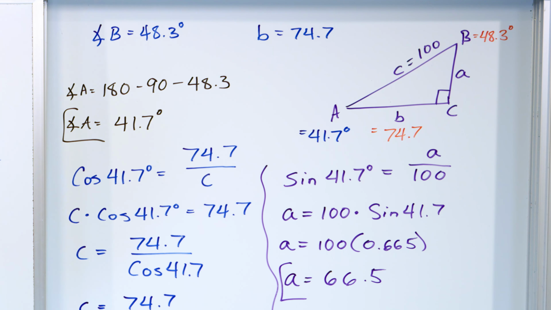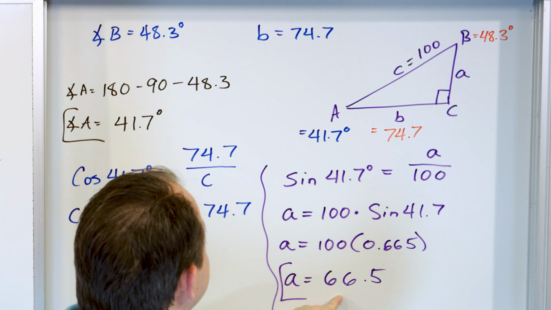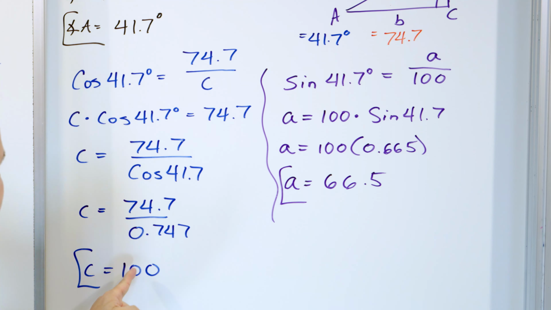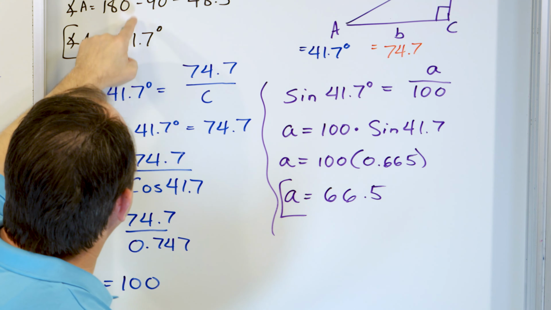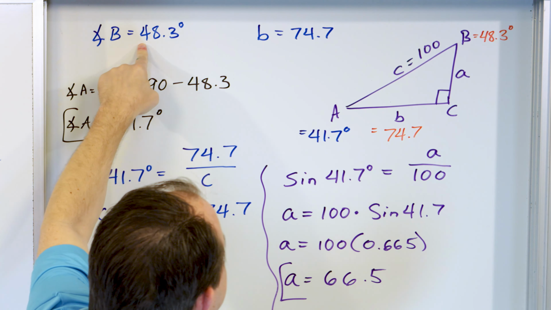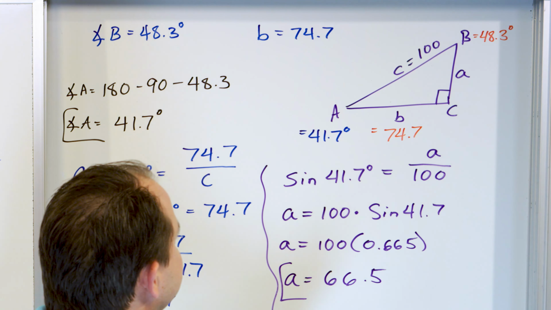Now let's double check ourselves. For the sides, A is 66.5, B is 74.7, C is 100. And for the angles, angle A, 41.7, angle B, 48.3, angle C is 90. So we've solved the triangle.